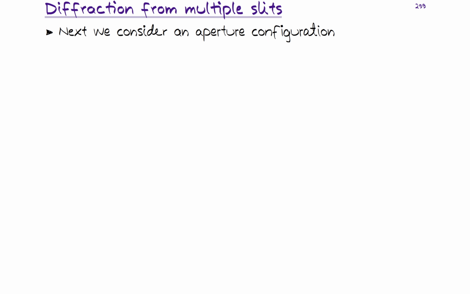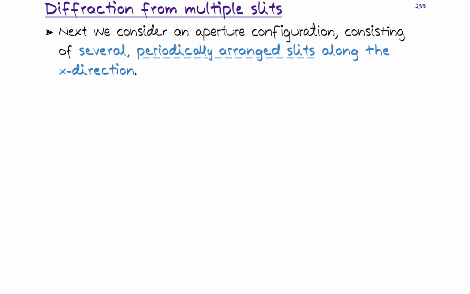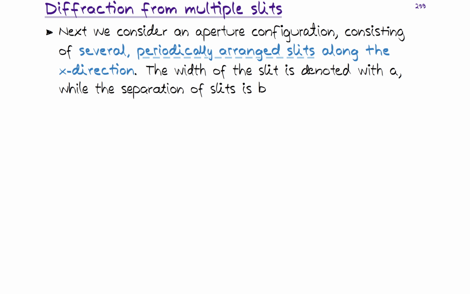So we will consider an aperture configuration that now consists of several, and this is the key, periodically arranged slits along the x direction. A single slit, we understand how that behaves. So now instead of a single slit, we just have many, and they are periodically arranged. The width of the slit, let's still denote with the parameter a, so that the terminology remains the same, and the separation of slits is now b.